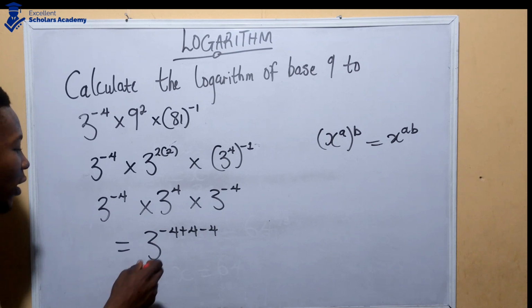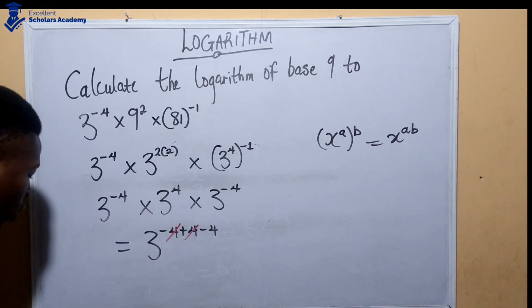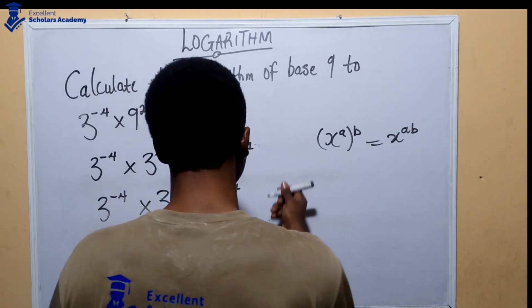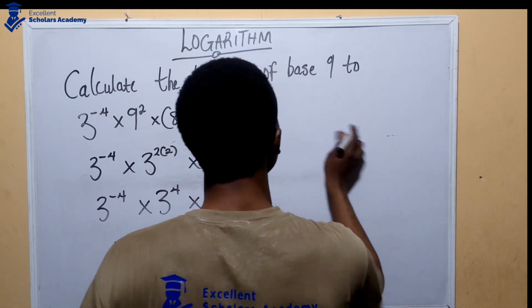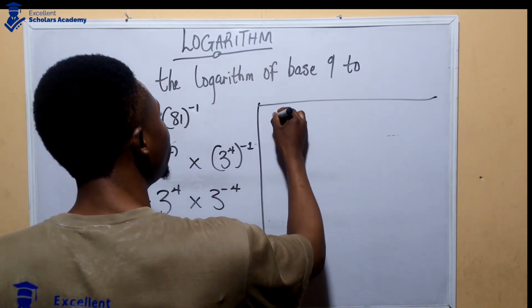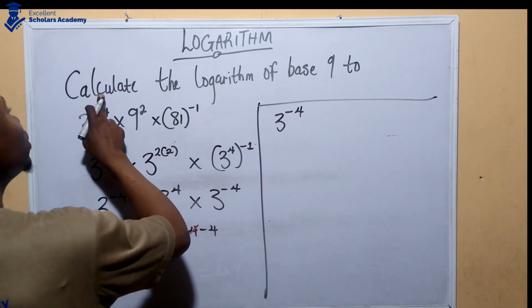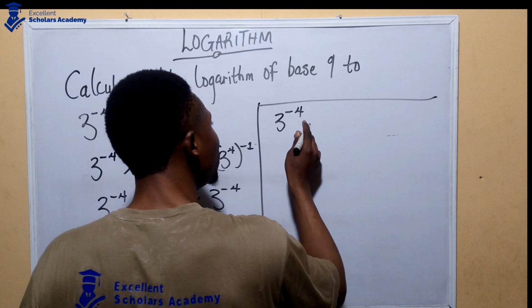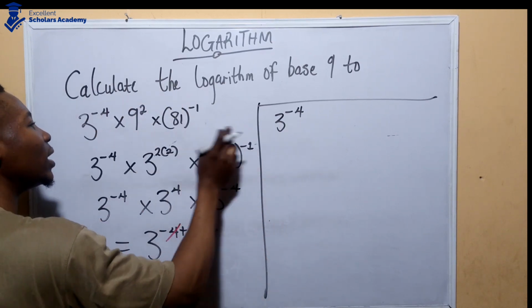Now of course we know that minus 4 will take plus 4, so you're going to be left with 3 to the power of minus 4. So you're left with 3 to the power of minus 4, and you were asked to calculate the logarithm of base 9 to this. So you've calculated this, you've simplified this, and then you have this.